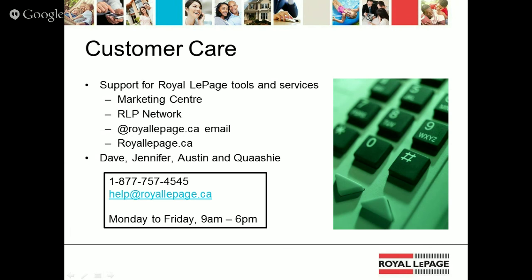Before I get into the Marketing Center itself, I just want to give you a little bit of a background and talk about some of the support that is available. The primary support being, of course, our customer care team here at Royal LePage Canada. And this is our phone service. You've got their phone number there. It's the toll-free number, 1-877-757-4545. And they're here to support you with all of the tools and services that are offered by Royal LePage. And that includes the Marketing Center.